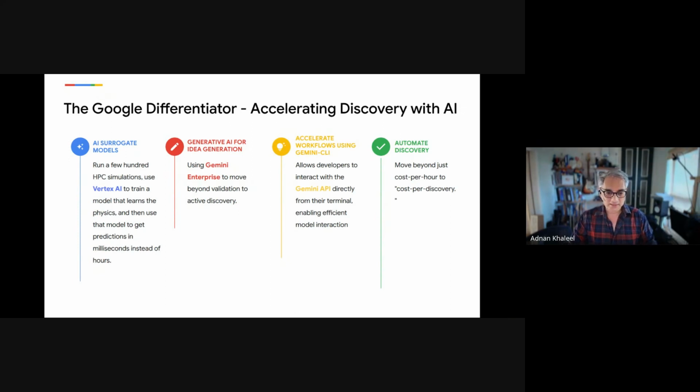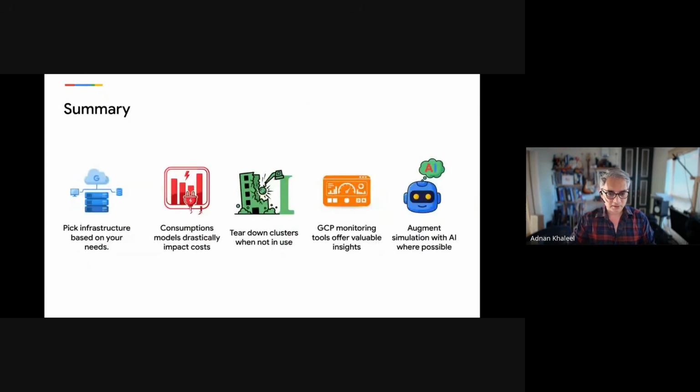And lastly, just to tie everything together, it's really about moving beyond just cost per hour, which we're so used to thinking about in our day-to-day work, especially when you're using the cloud. Think about it more as cost per discovery. When you integrate all of these AI tools, you can really maximize the value of that dollar that you're spending on the cloud. Okay, so to tie everything together, as John and I have mentioned, you have to pick your infrastructure based on your needs. So be careful of what you pick.